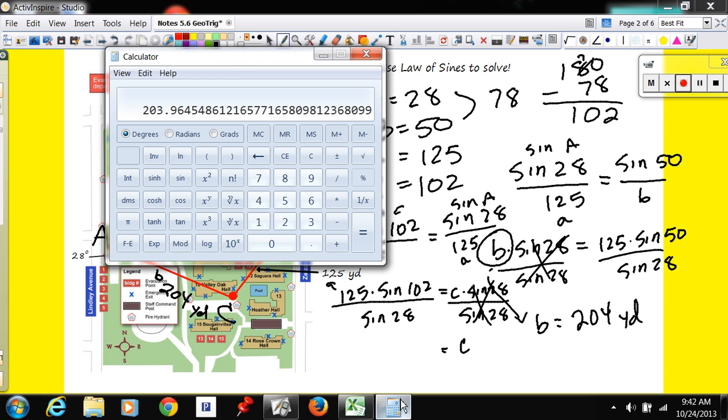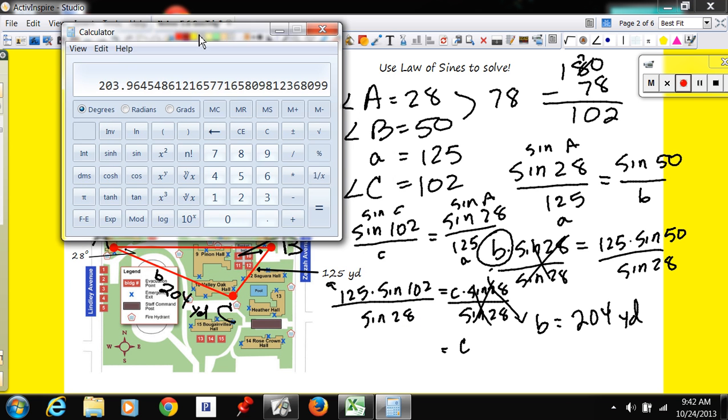Again, all of that's just going to go in our calculators. 125 times the sine of 102. So sine of 102 times 125, you can see that right up here, equals 122.3, but I'm not going to round that yet because I'm going to leave it in my calculator and just hit the divide button. So it's dividing this whole thing by the sine of 28.